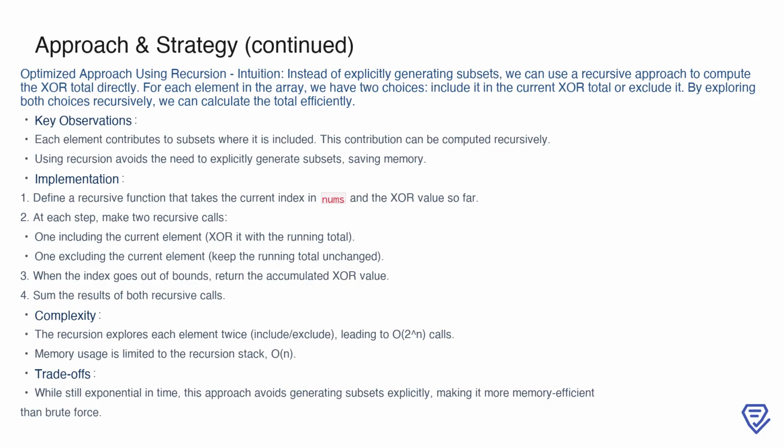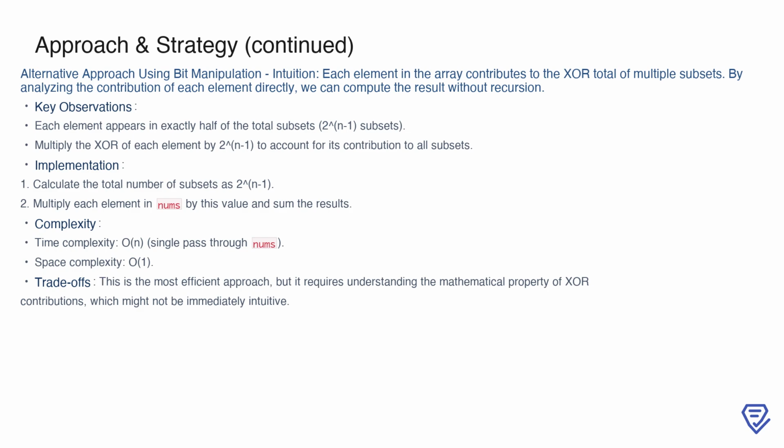While this approach still involves O(2^n) recursive calls because each element is considered twice, it is more efficient in terms of memory since we avoid storing intermediate subsets. This makes it a better alternative to the brute force method. Another way to solve this problem is by using bit manipulation, which offers a highly efficient solution.